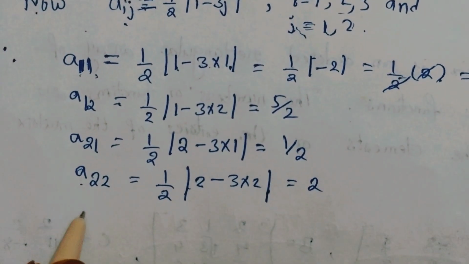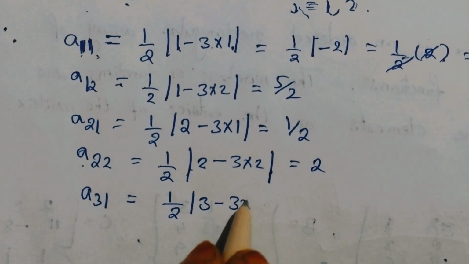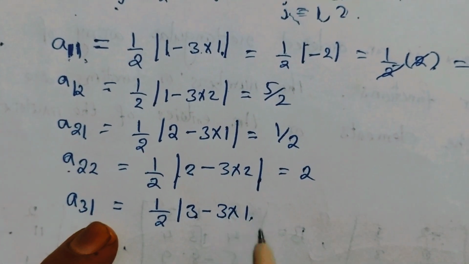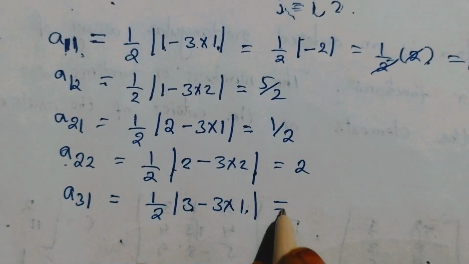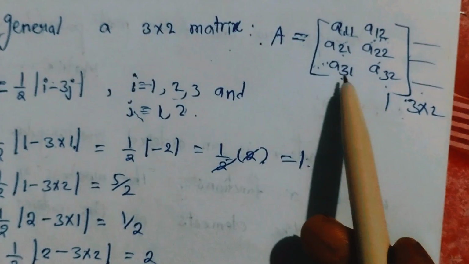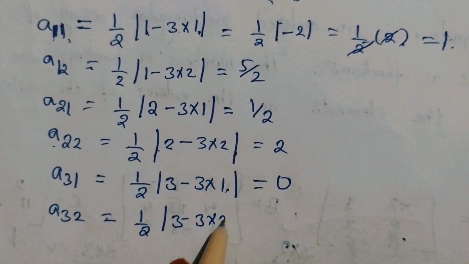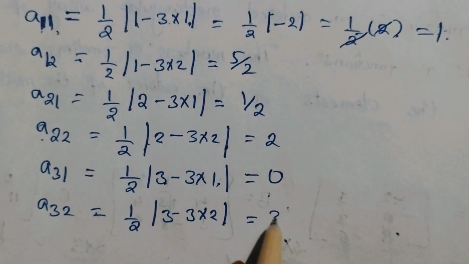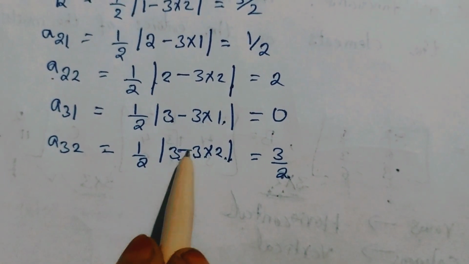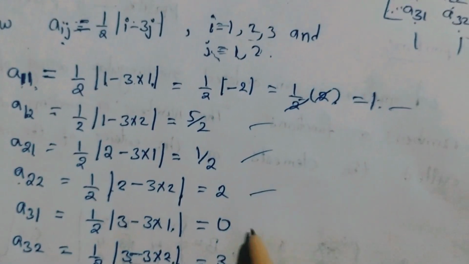Next, A31 is equal to half mod of 3 minus 3 into 1. Here 3 is the i value and 1 is the j value. Then we get 3 minus 3, which is 0. And the last value, A32, is equal to half mod of 3 minus 3 into 2. 3 minus 6 is minus 3. Modulus of minus 3 is 3, so the value is 3 by 2. So we get these 6 values.